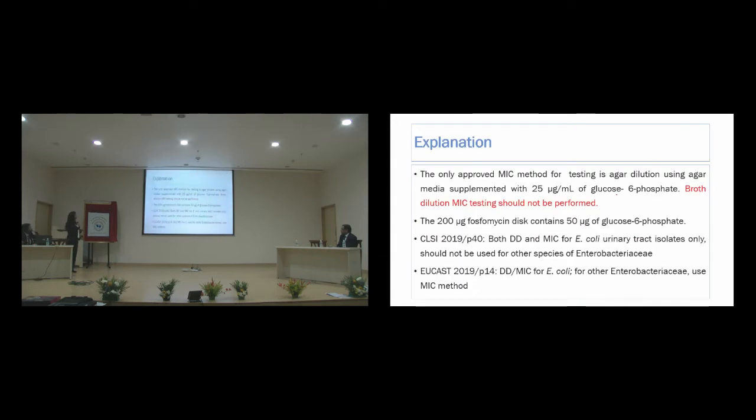So there are few points to be noted. So 200, this I have already told. In the EUCAST guideline, the interpretation for fosfomycin is also available for other organisms in Enterobacteriaceae, but disc diffusion breakpoints are not available. Only MIC breakpoints are available for isolates other than E. coli in Enterobacteriaceae family.